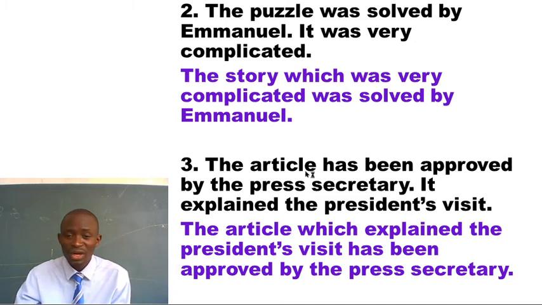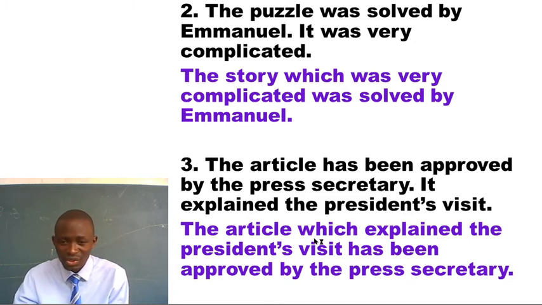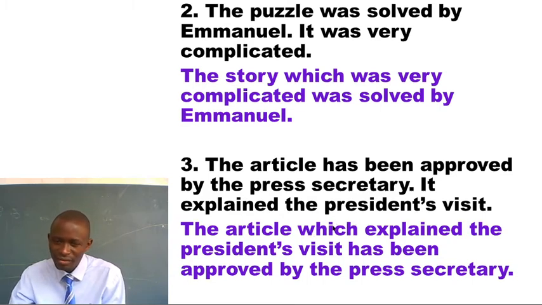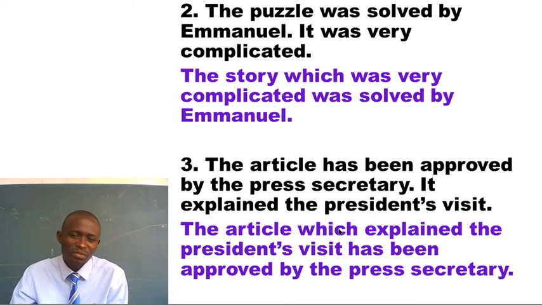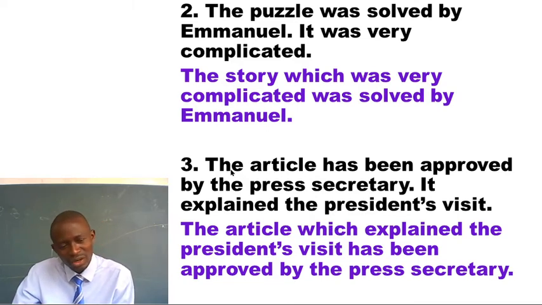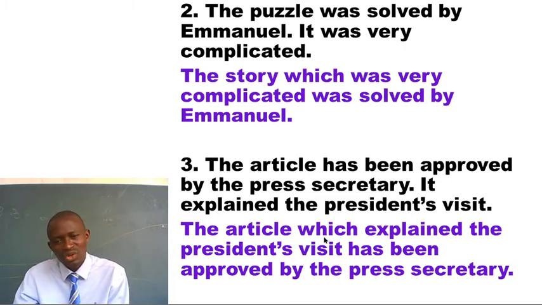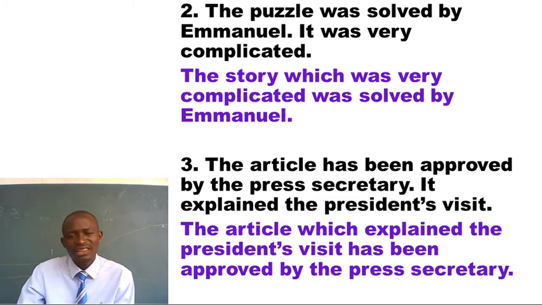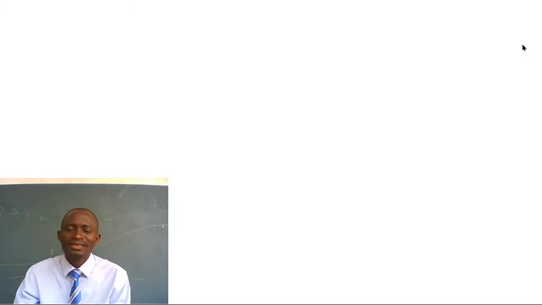Friends, I hope you've got it well. Realize that we have said the article which, in this capacity, there are two things we have displaced: a full stop at the end of the first clause, then the pronoun of the second clause, which pronoun replaces or talks about the given subject, the article. So we shall say, the article which explained the president's visit has been approved by the press secretary.